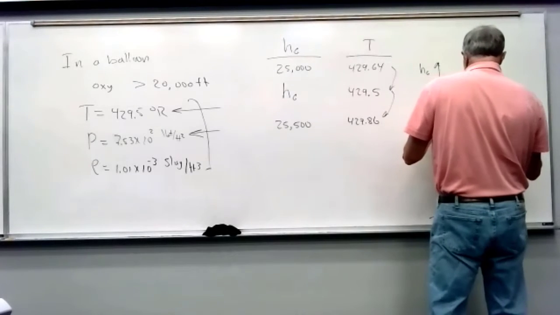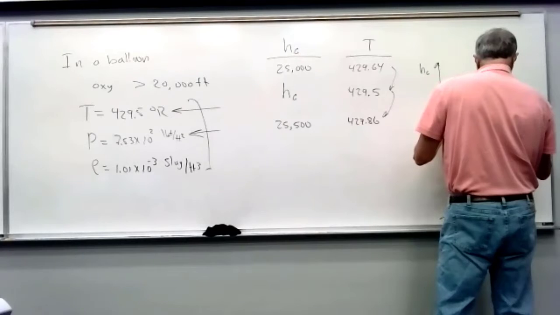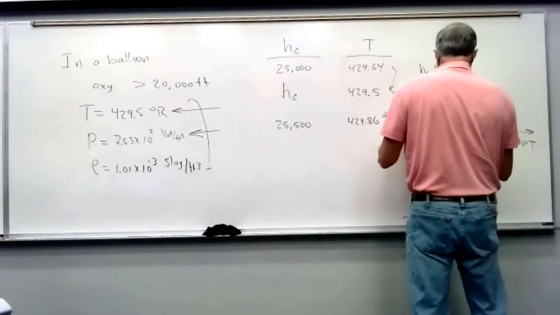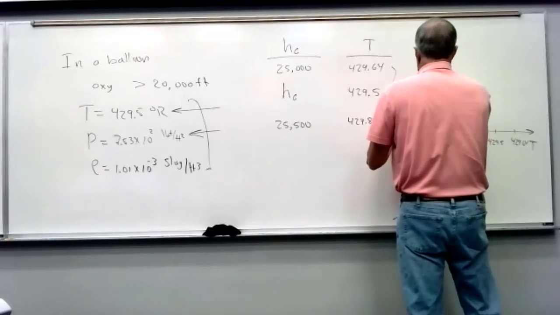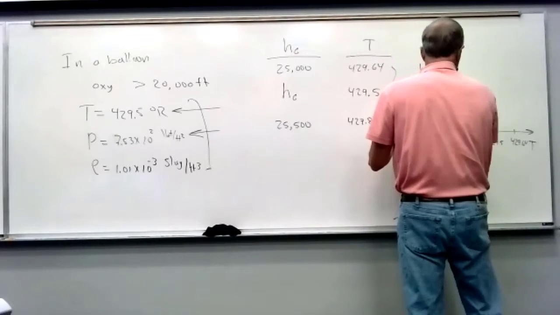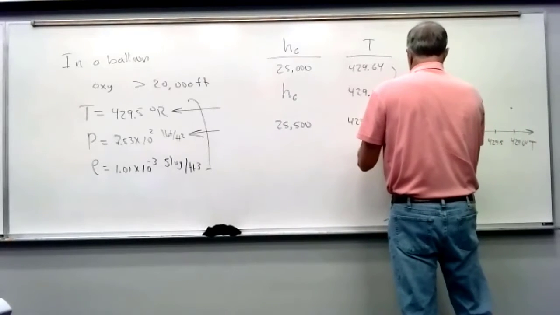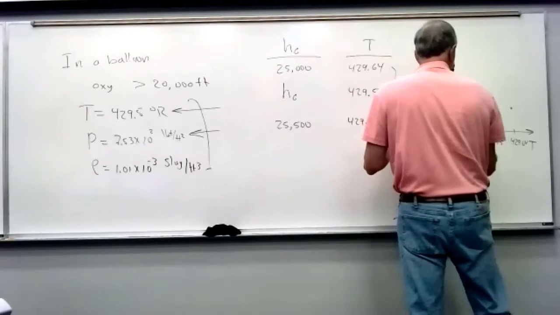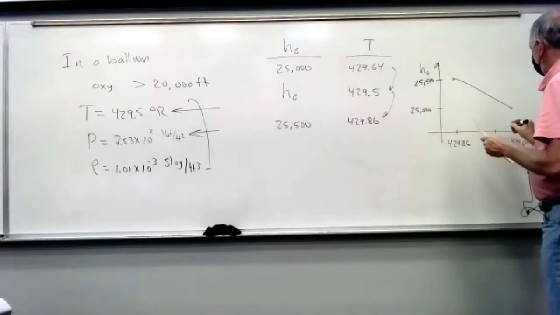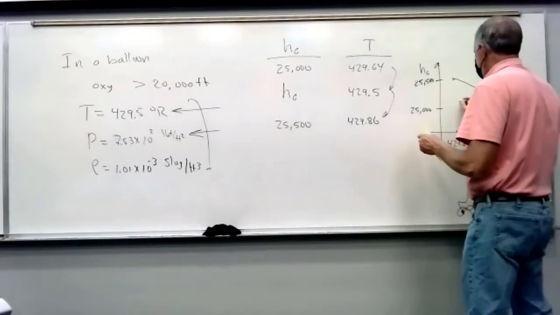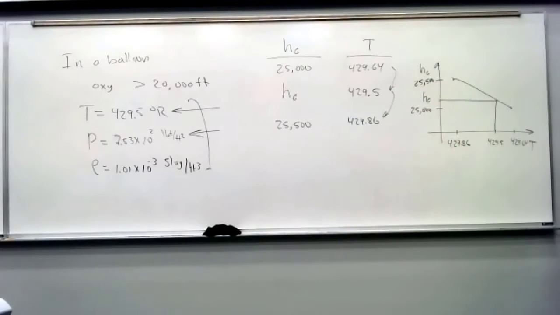I'm going to exaggerate the difference here. These are actually closer together on the right. At this temperature, we have an altitude of 25.5. At this temperature, that's the altitude. And so the number that we're looking for, we're going to say is on that straight line between the two values.